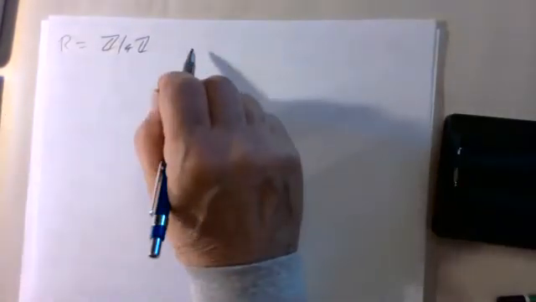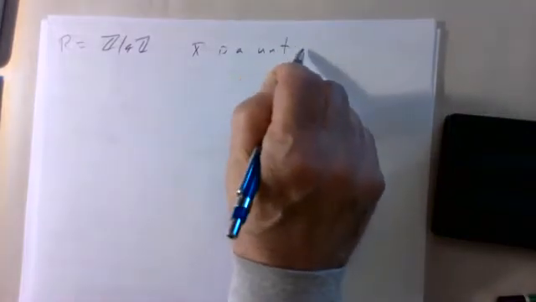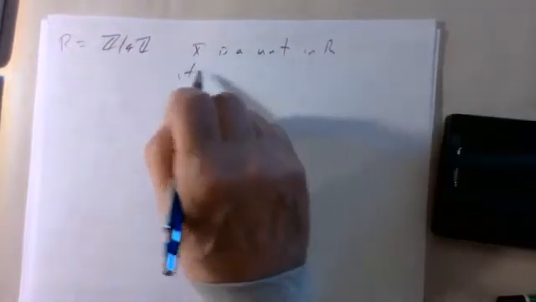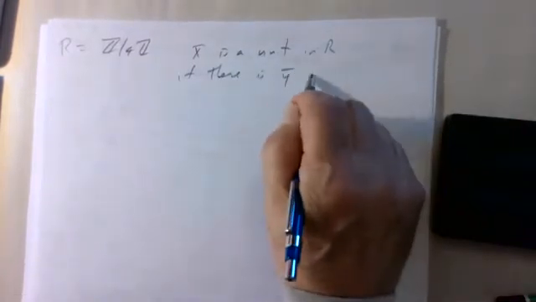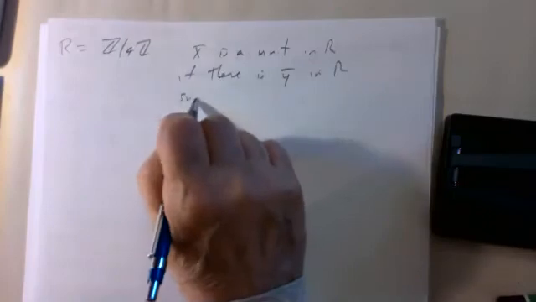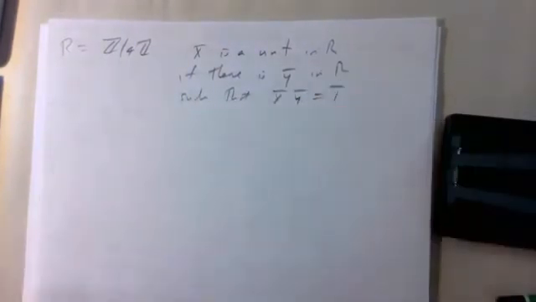So we let R be the congruence classes mod 4. Let's say X is a unit in this ring if there is a congruence class Y bar in that same ring such that X times Y is 1.